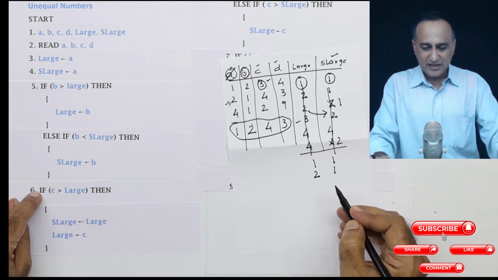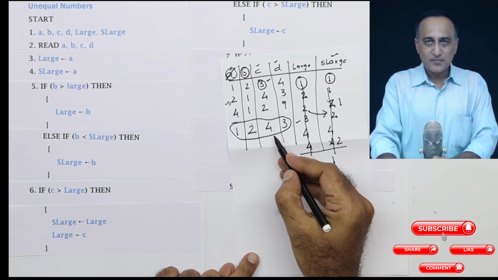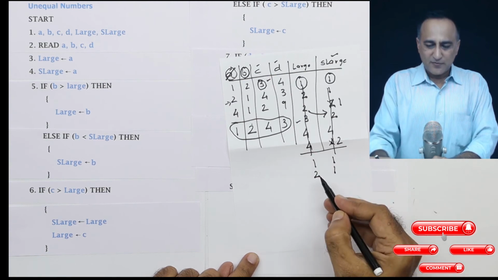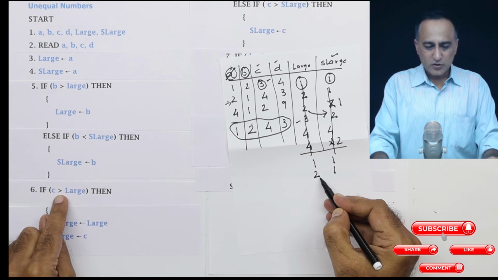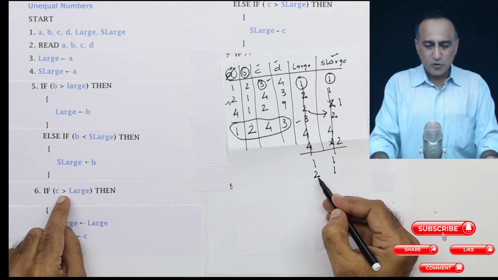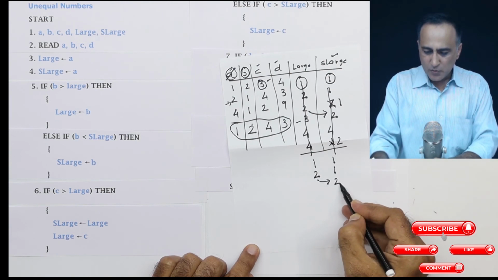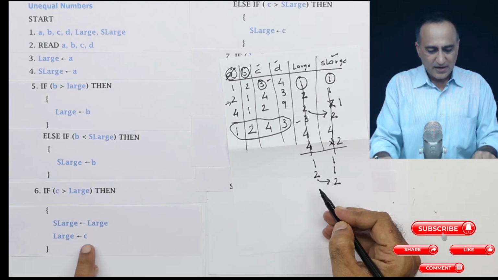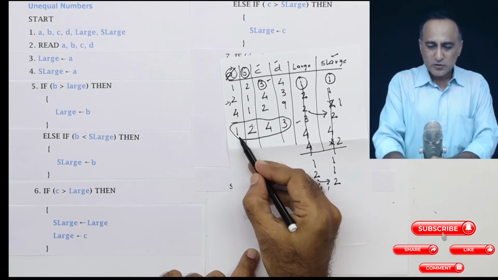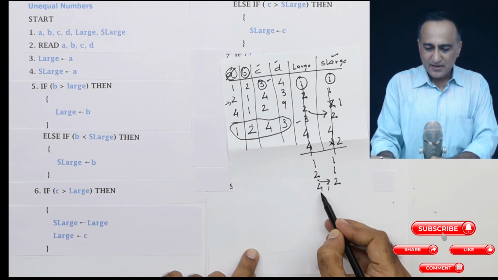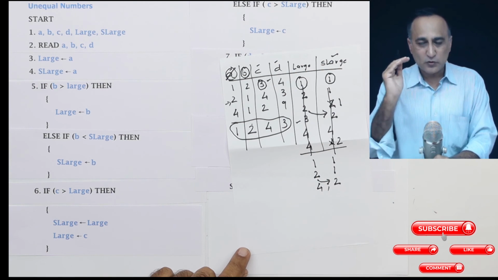Now we come to the if. Now when we come to if, the value of C is 4. Now 4 is greater than 2, the largest value. So in order to make 4 the largest value, I first need to move this value here. So I am moving this value here in this step, and I am copying the value of C to large. So now it becomes 4 and 2. Between these three numbers, my largest is 4 and second largest is 2. That means my logic is correct so far.